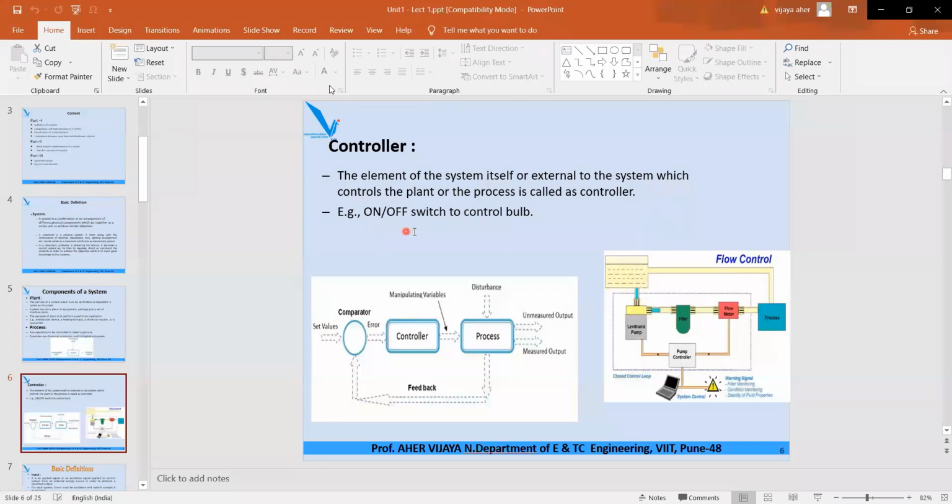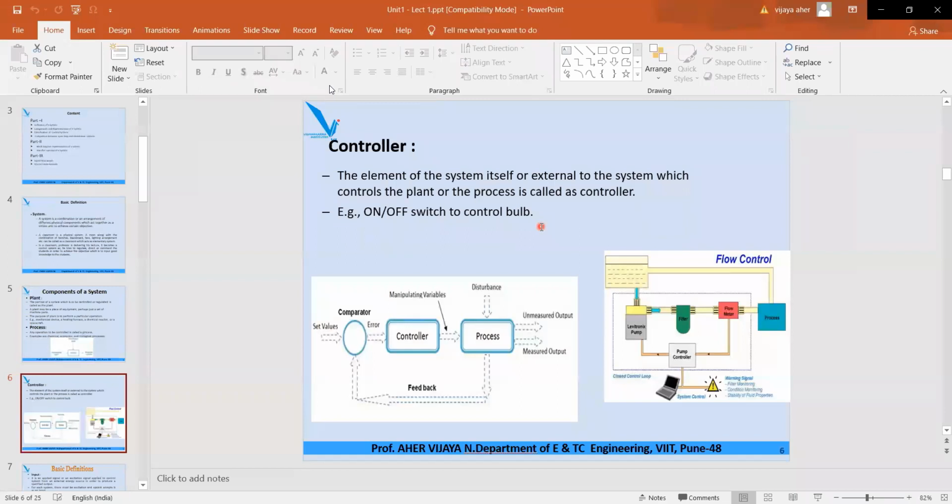Example: an on-off switch to control a bulb is a simple example of a controller. If you want to switch a bulb on and off, what will you use? You will use a switch. That on-off switch, or you can say push button switch, is nothing but the controller to control the on-off action of your bulb or light. It's very simple. A controller to control the process.